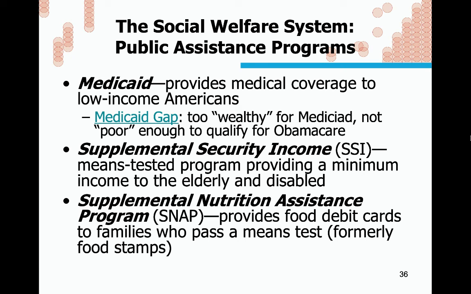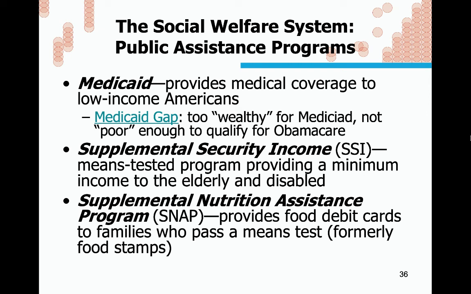We can talk about Supplemental Security Income, or SSI, is a means-tested program providing a minimum income to the elderly and disabled. The SNAP program, again, is an extension of TANF. It provides food debit cards to families who pass a means test.